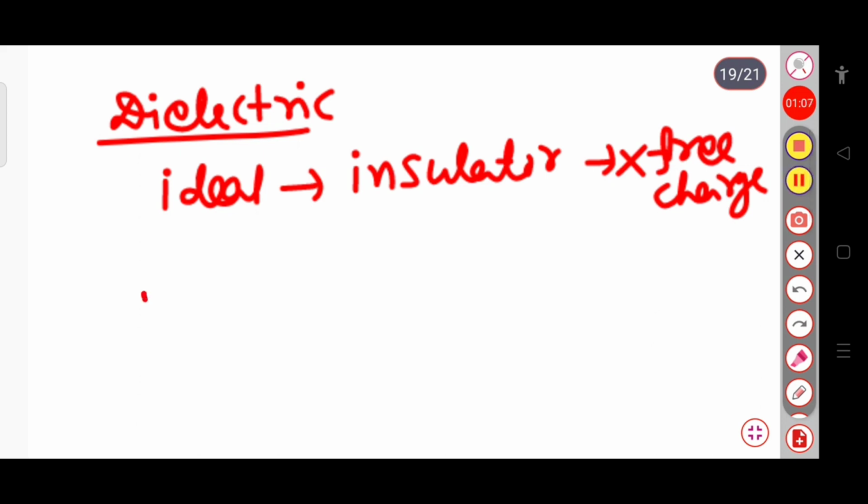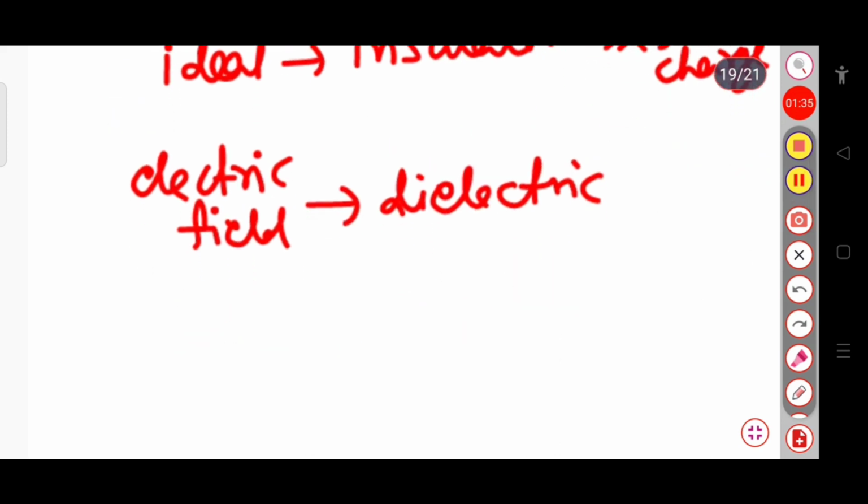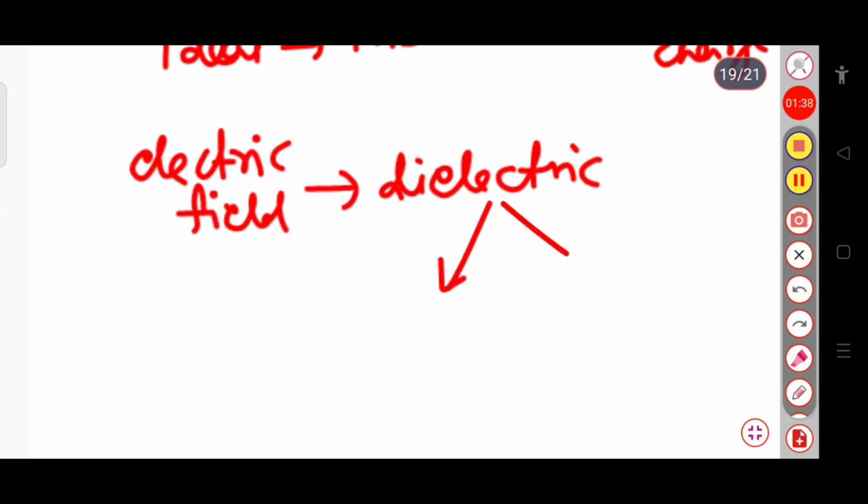But if we apply some electric field to a dielectric, then somehow they will form an electric dipole, or we can say that they will conduct. Basically, they will experience their own electric field. And based on the structure of the dielectric, we can divide dielectrics into two types: one is polar molecules and the other is non-polar molecules or non-polar dielectrics.